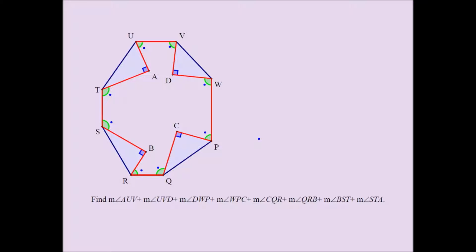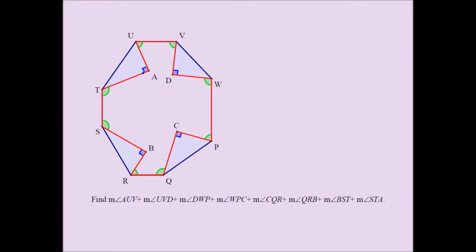So how do we solve this problem? We do know how to find the sum of all 12 angles of any 12-sided polygon with the help of the formula n minus 2 times 180 degrees, where n is the number of sides of the polygon. In our case, it's 12. We know one more thing.